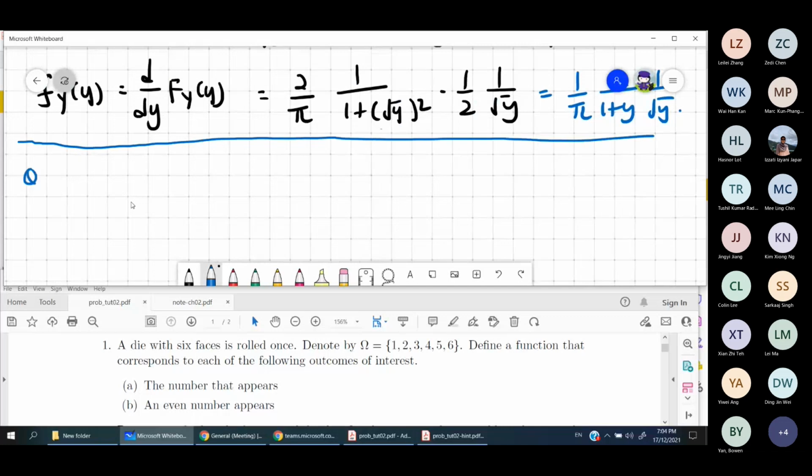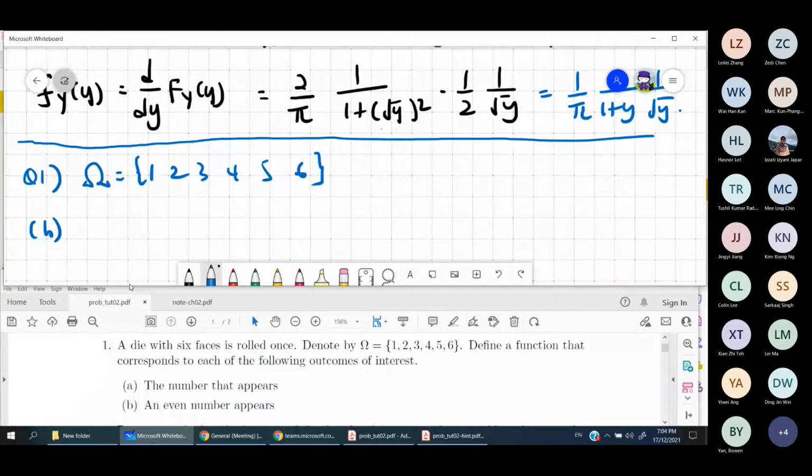Okay, question 1. So we have omega is 1, 2, 3, 4, 5, 6, right? We know this already. If we look at B, we are interested in whether the outcome that appears on top is an even number or not. That means we are interested in 2, 4, 6.